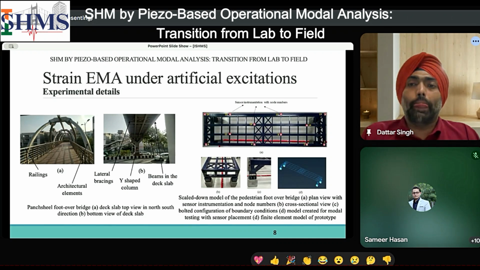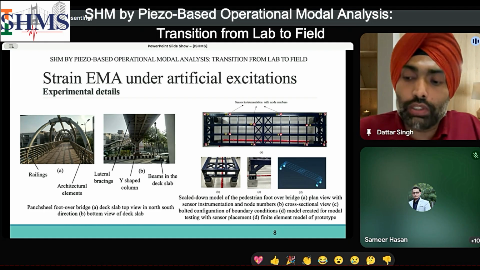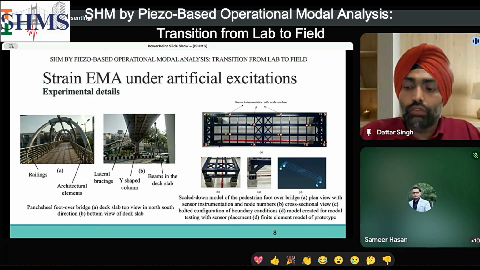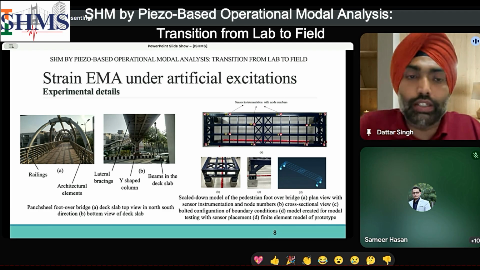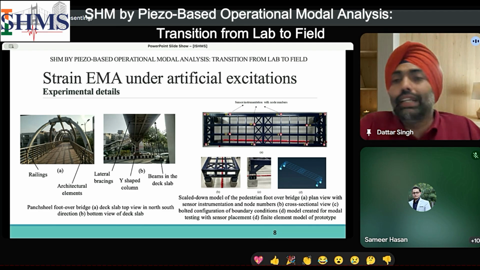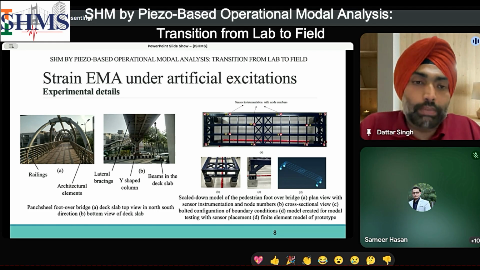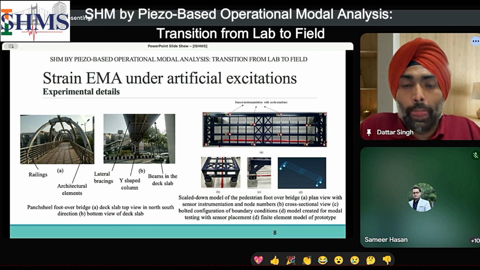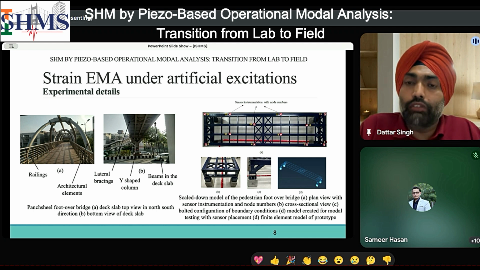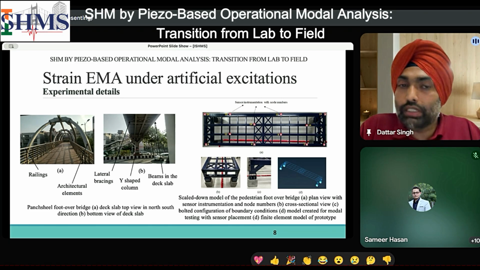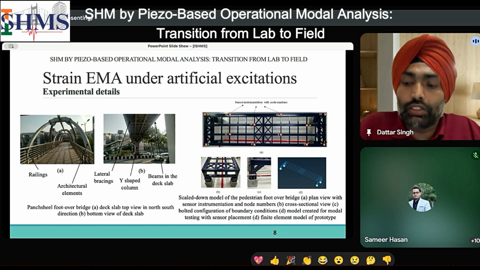Now, when we talk about the application in structural health monitoring, we begin from laboratory experiments. First, we adopt a host structure, which in this study was a pedestrian foot overbridge located near IIT Delhi. And we created a scaled-down model in the laboratory for in-depth experimentation. The scale was kept as 1:5. And we tested the piezoelectric sensors for their applicability in various types of excitations to capture the modal parameters, then find out how sensitive they are to any damage occurring in the test structure itself.